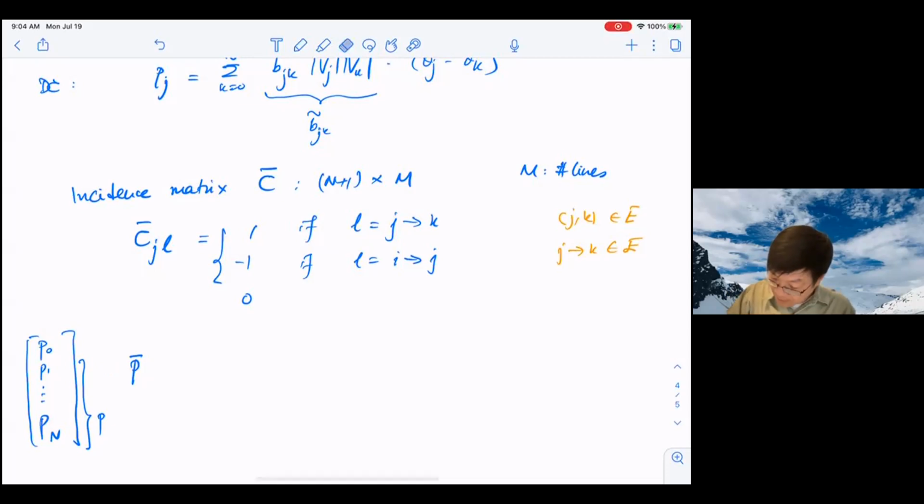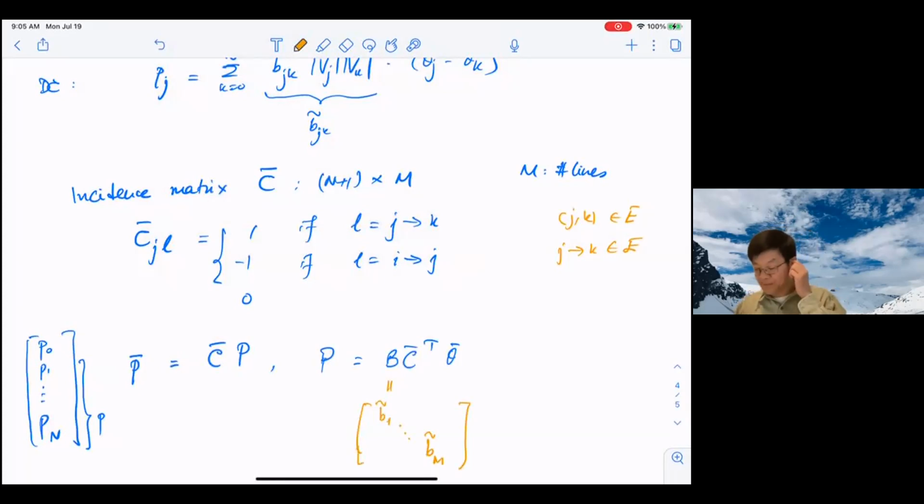Okay, so then this equation becomes C bar times capital P, where capital P is the vector of line flows, capital P jk, and capital B is B, which is, let me write this first, and then theta. Okay, so B is the diagonal matrix of B tilde. So that's a diagonal matrix of susceptances on the lines.